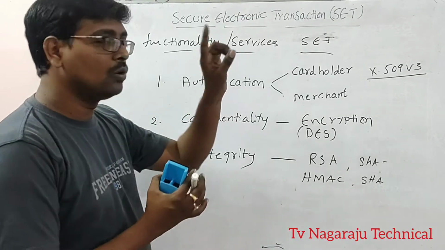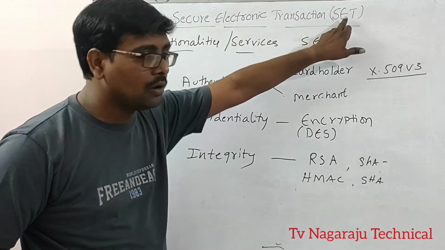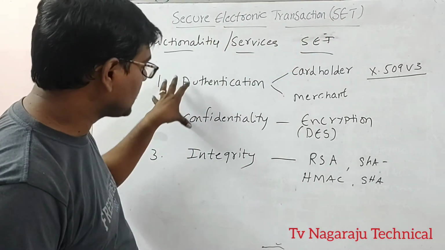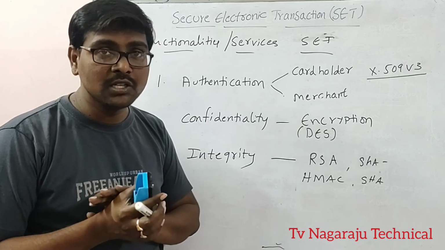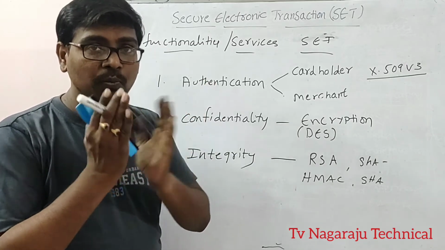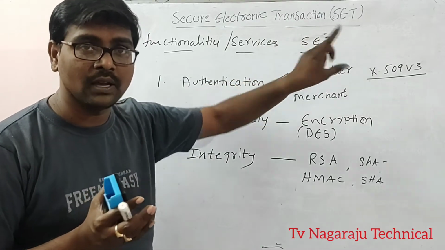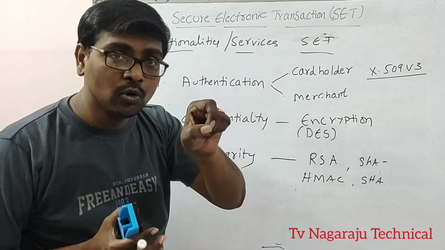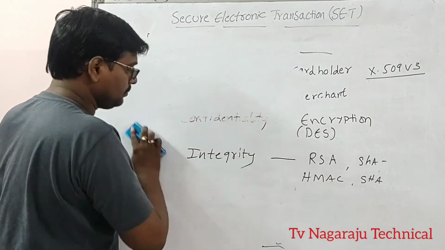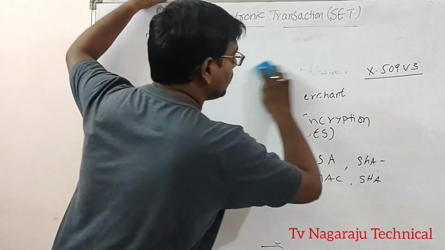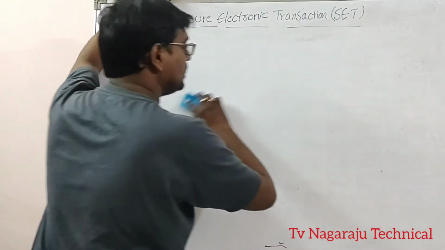Okay. Now you know two basic things. Who are the participants that are involved in the SET? What are the services that are provided by the SET? Now generally, what is your aim? You need to prove that the transaction is done in a secure way. Yes or no? You need to prove. For that, you need to know one more piece of information.